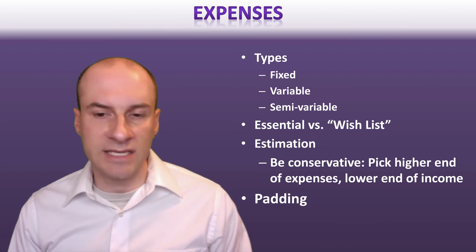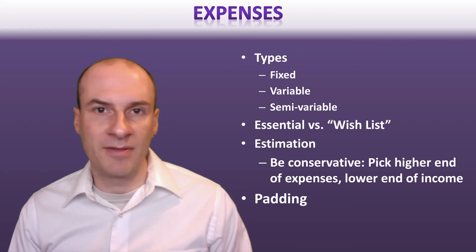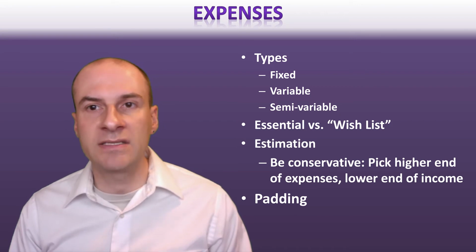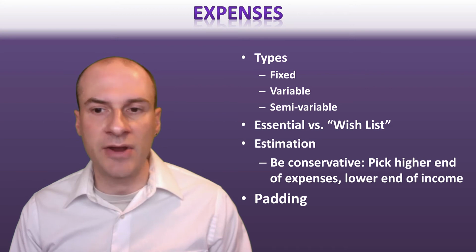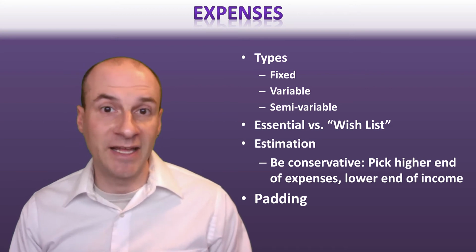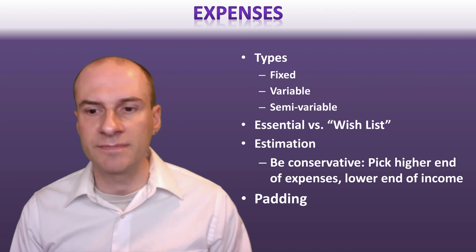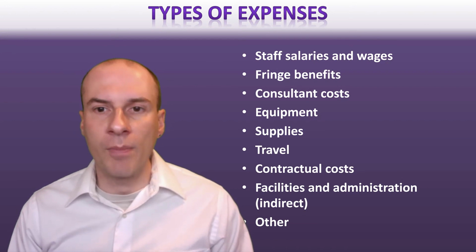One way to do this, as I mentioned, is being conservative. Another is padding your budget, to put things in a little bit higher, or put in things that may not be strictly necessary. That gives you some wiggle room so that you can say, oh, I actually made it in under my budget expectations for this project. So what types of expenses are you looking at for a project?